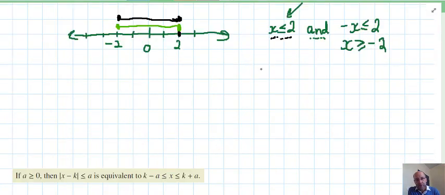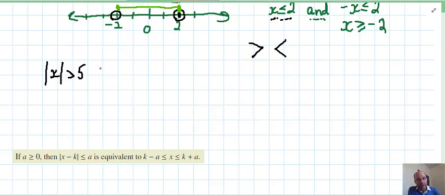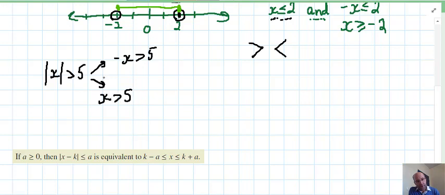The same thing would work if we had strict inequalities like those as well. It works the same, except for those two that I just wrote, you'd have open endpoints on the one-dimensional graph, on the number line. An example would be absolute value of x is greater than 5. So again, we look at the two possible ways that could be. We could have negative x is greater than 5, or positive x is greater than 5. So we have this result and that result there.